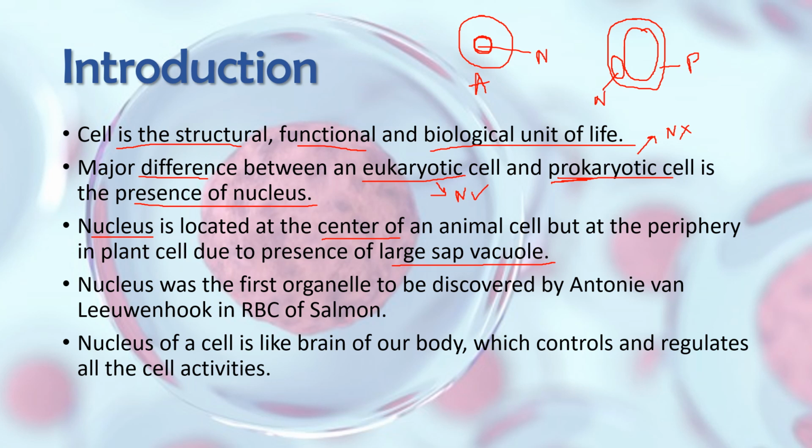This is the nucleus. The nucleus was the first organelle to be discovered, by Antony van Leeuwenhoek in the red blood cells of salmon. The nucleus of the cell is like the brain of our body. As far as its function is considered, it is said to be like a brain. Just as the brain regulates and controls all the functions of the entire body, the nucleus does so for a cell. It controls and regulates all the activities of the cell.